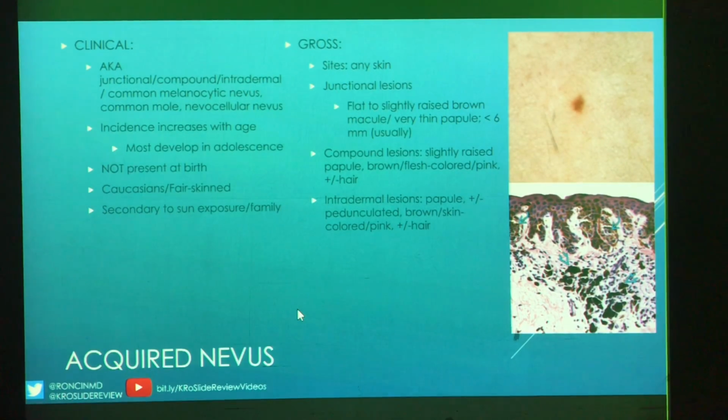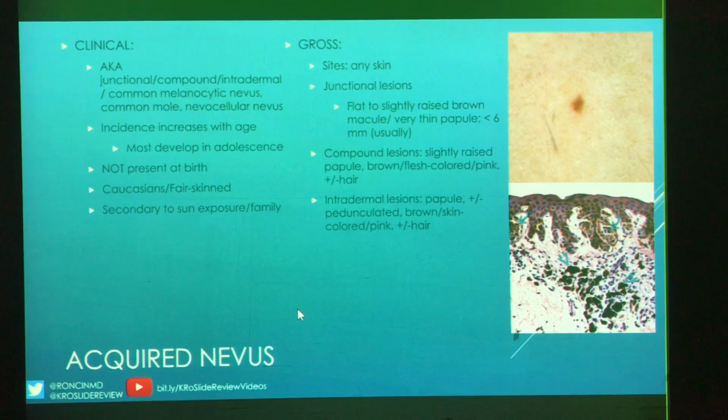So we're going to go over the acquired nevi. Hint, hint, there will be a couple more cases. Okay, so a lot of different names: junctional, compound, intradermal, or common melanocytic nevus, common mole, nevocellular nevus. And these just tend to increase with age, and they often develop during adolescence. So these are not present at birth. Remember, with our congenital nevi, those were like our birthmarks, so they're present at birth or early development. And these are more common in fair-skinned individuals or Caucasians, and they're often secondary to sun exposure.